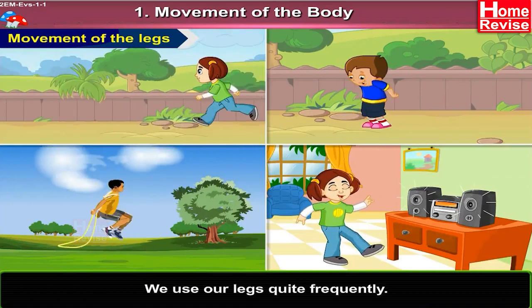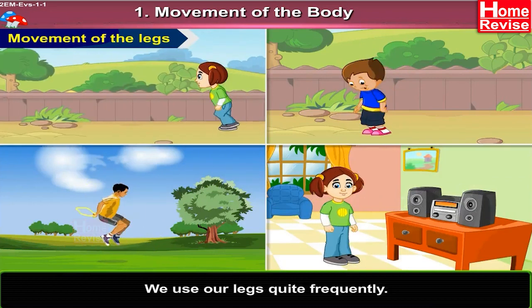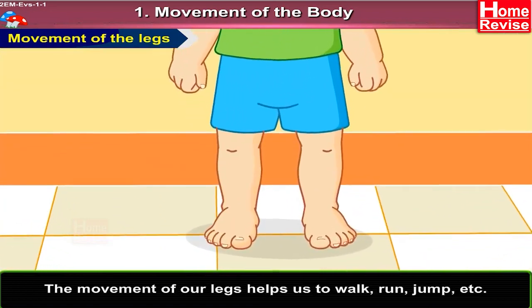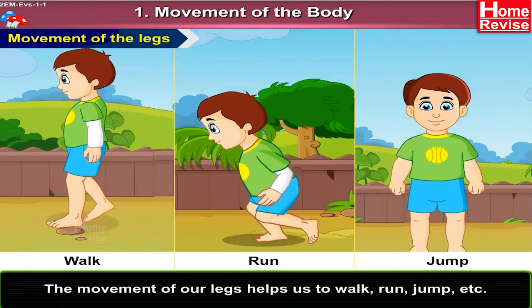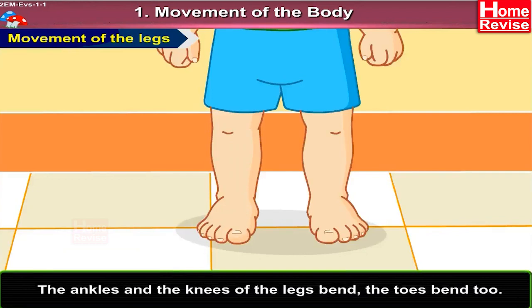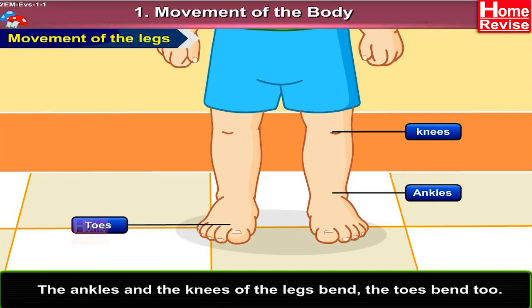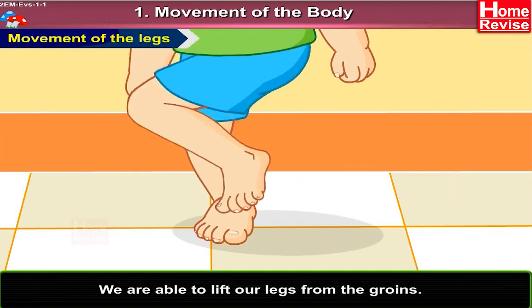1. Movement of the legs. We use our legs quite frequently. The movement of our legs helps us to walk, run, jump, etc. The ankles and the knees of the legs bend. The toes bend too. We are able to lift our legs from the groins.